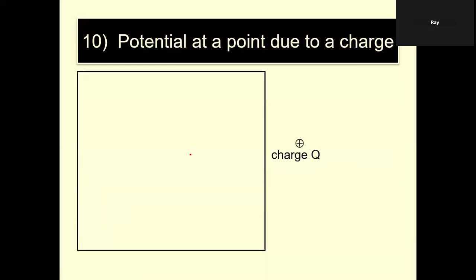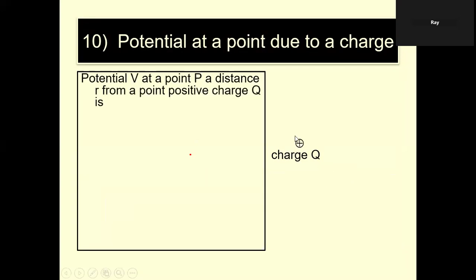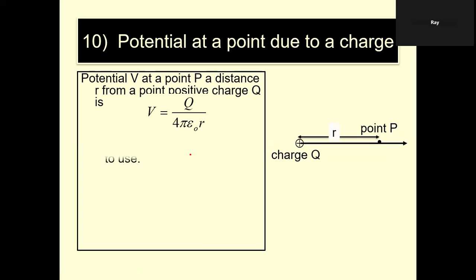Potential at the point due to a charge. There's your charge. Potential V at a point P, a distance r from the positive charge Q. Right? There's your charge, positive charge. You're interested in a point P. What's the potential here? The distance is r. So you just need to memorize the formula. Right? It's given in the formula sheet. You know how to use it. No derivation, but know how to use it.